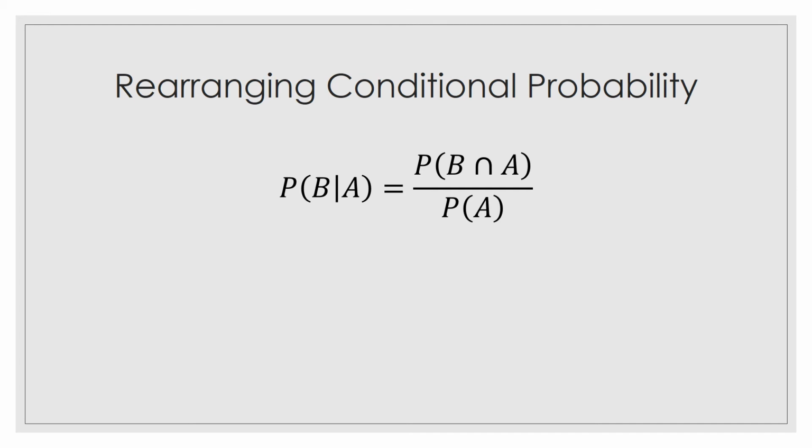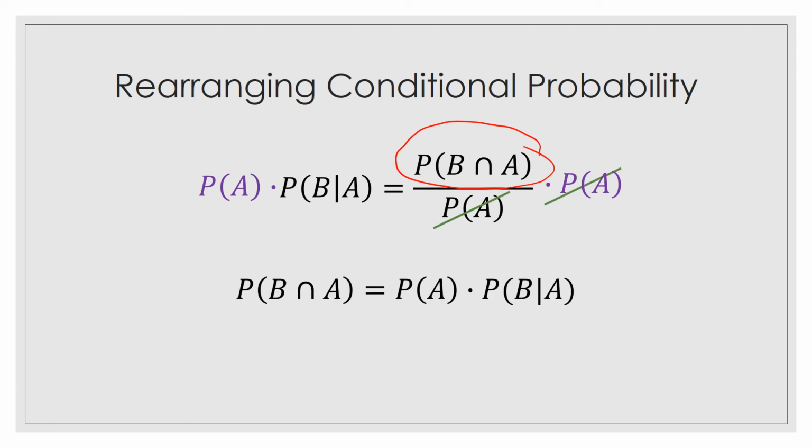Well, here's what I want. I want to get this guy all by itself. I want to get P of B and A, the intersection probability, by itself. How do I do that? I notice that P of A is in the denominator. It's divided. How do I undo division? We do that with multiplication. What happens if I multiply P of A on both sides? Well, on the right-hand side, I've got a P of A in the numerator and P of A in the denominator. Those are going to cancel out. Then I'm left with P of B and A is equal to P of A times P of B given A. And that might seem really confusing right now. But what you want to recognize is, well, this is the first branch.